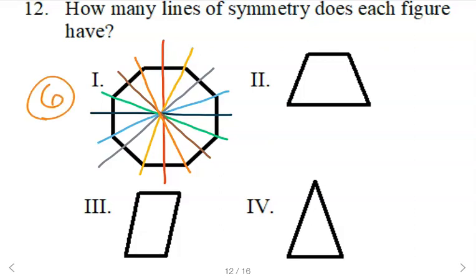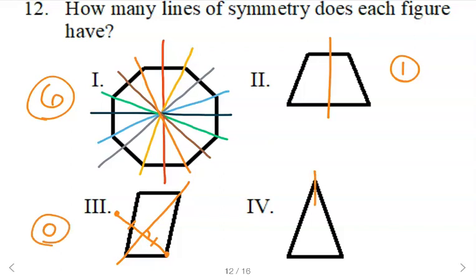For this isosceles trapezoid, just right down the middle will work. So just 1. The parallelogram here, some people thought maybe this diagonal, but then this point ends up being about right here, if those are congruent and perpendicular to that line. So it does not match up, so 0 lines. And then for this isosceles triangle, 1 line.